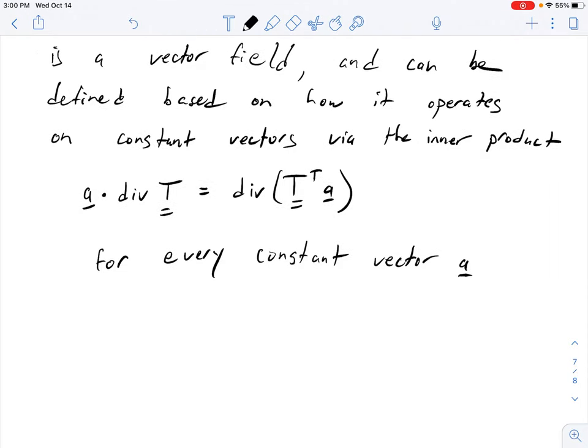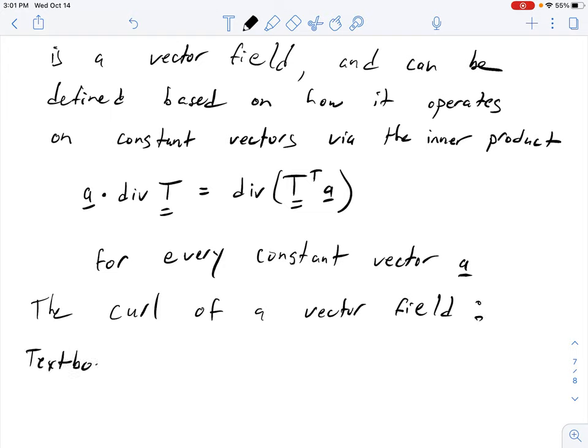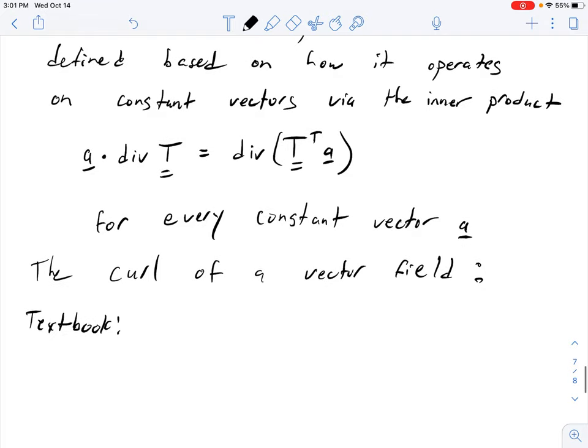The curl of a vector field, the textbook defines in one way, and it's a way that works, and it's illuminating, but there's kind of two ways of looking at it, and one that they don't mention that I think is worth noting. So the curl of a vector field can be defined either the way that the textbook does it, which is as follows.